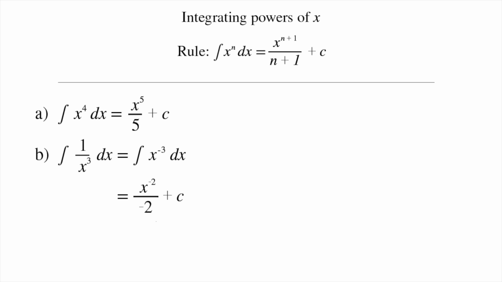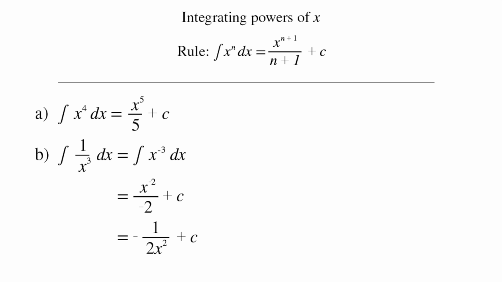We can tidy up our answer by writing x to the power negative 2 as a fraction. This is 1 over x squared, so we have 1 over x squared all over negative 2. And we can write this as minus 1 over 2x squared plus c, and that's our final answer.